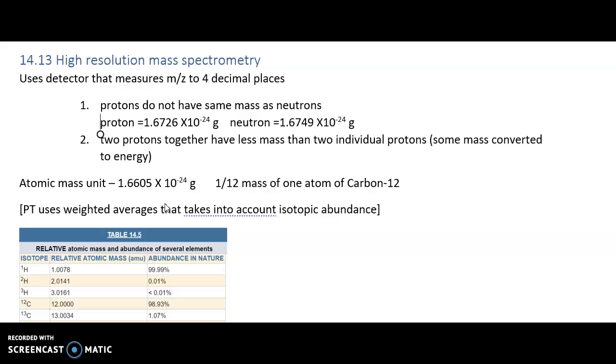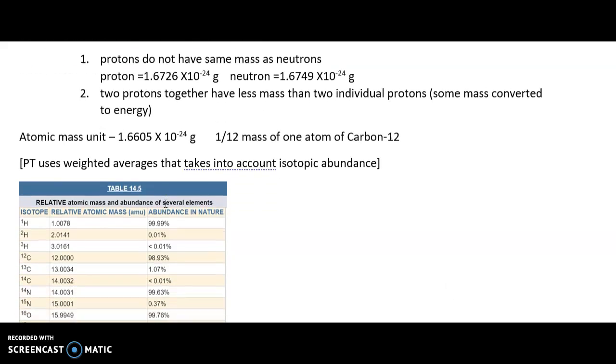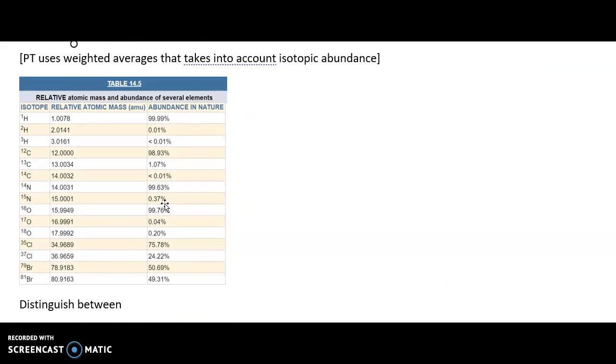The mass of our atoms are measured in atomic mass units, and that's equal to 1/12 the mass of 1 atom of carbon-12. So we look down here, we see the relative atomic masses and abundance of several elements. And these are all out to the 4 decimal places. So carbon is 12.000. Oxygen is 15.9949.